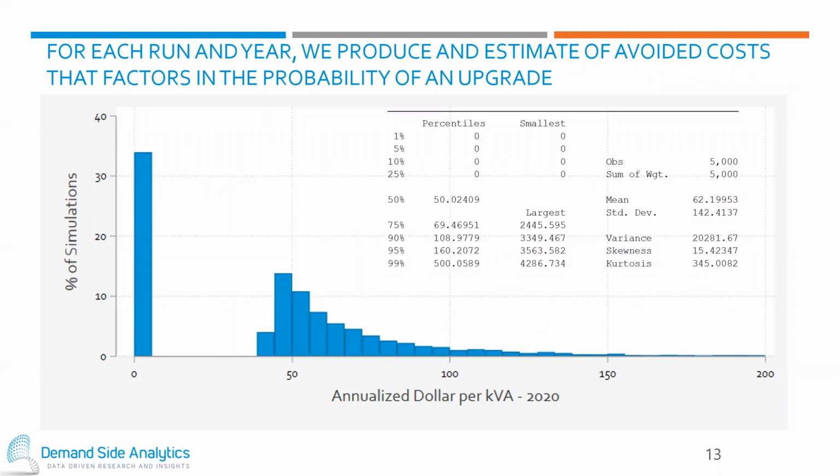And for each run and for each year, because we're running these simulations, we produce an estimate of avoided costs that factors in the probability of an upgrade. So quite simply, in most cases, we're going to report the expected value. And in this case, expected value is roughly $62 per kVA a year. But in practice, this is actually a mix of a number of simulations or scenarios where we ended up with a conclusion that no upgrade was needed, roughly about 35% of them, and scenarios where different amounts of load change would have led to avoiding the upgrade depending on the scenario. And that's why you have this distribution of value per kVA overall as a whole.